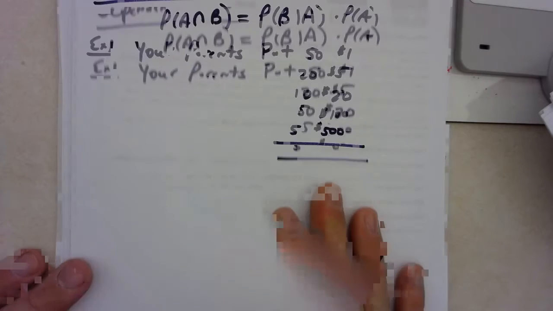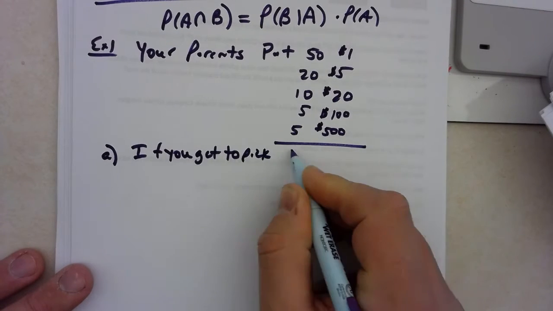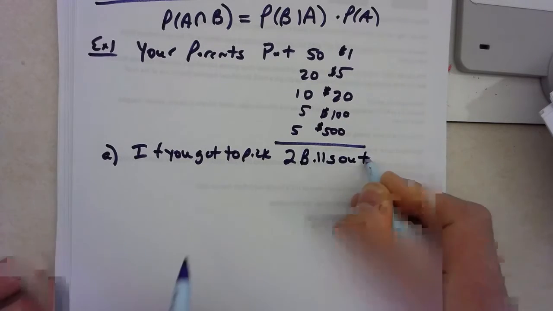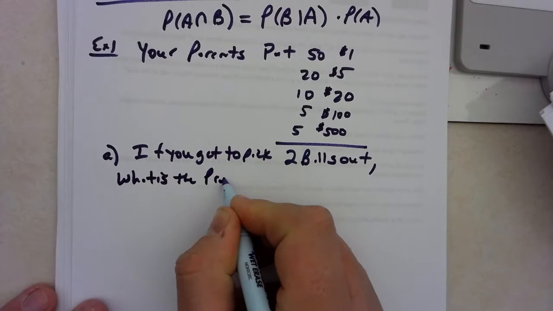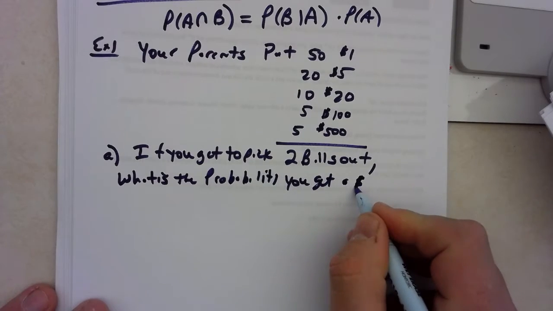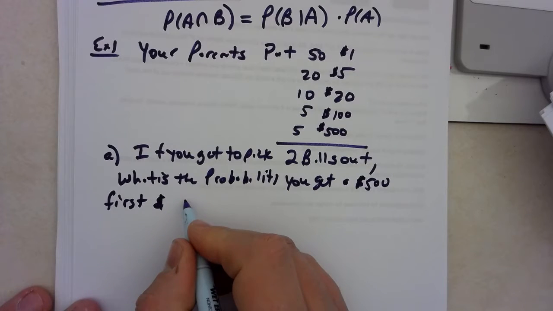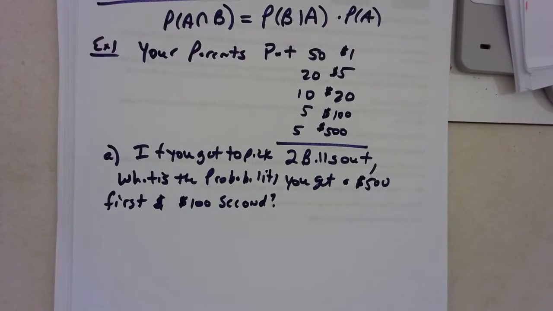Okay, some questions. Part A. If you pick 2 bills out, what is the probability you get a $100? Second to copy. What is the probability you get a $100 bill first and a $500 bill second?